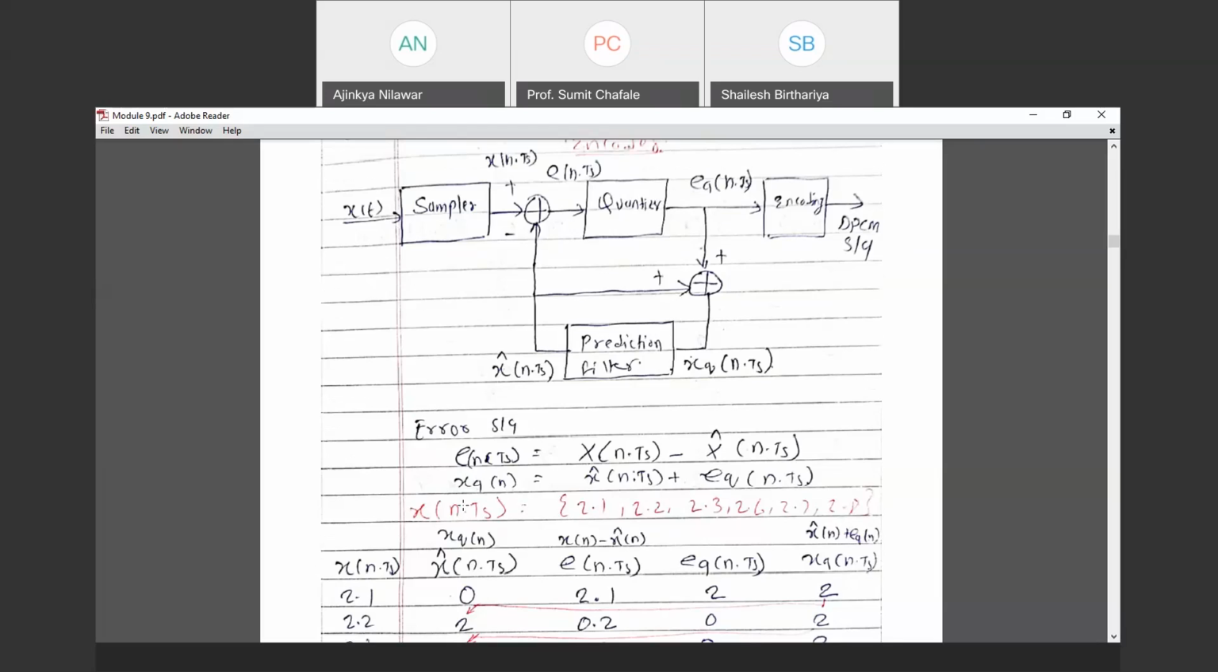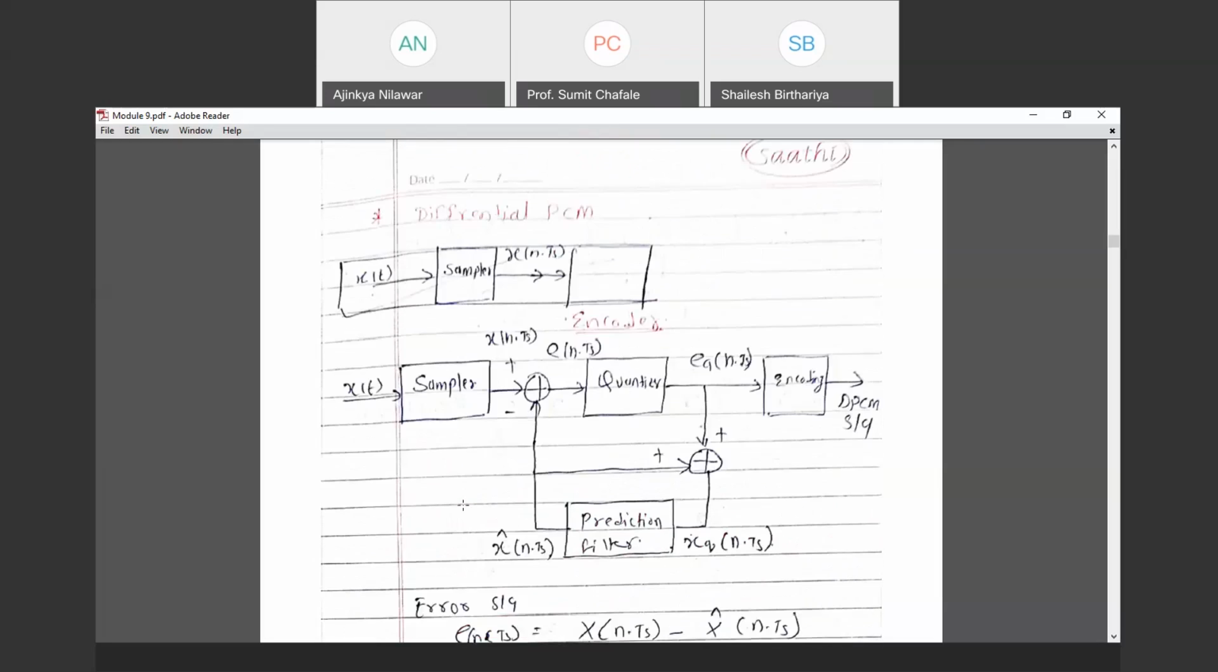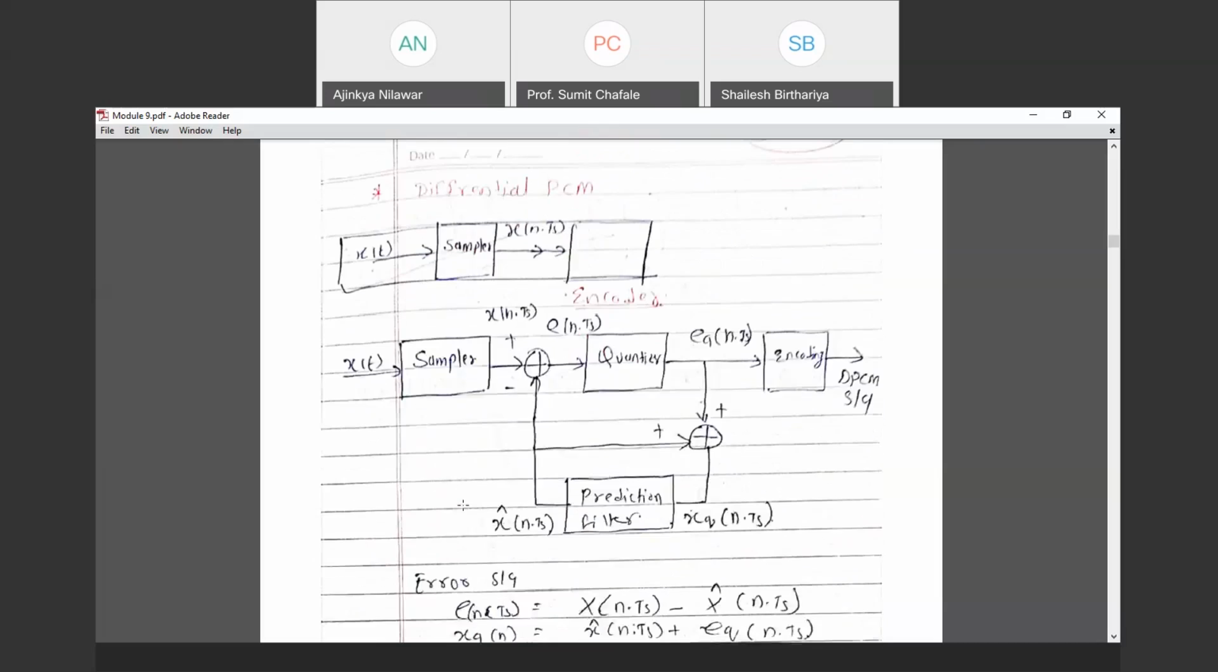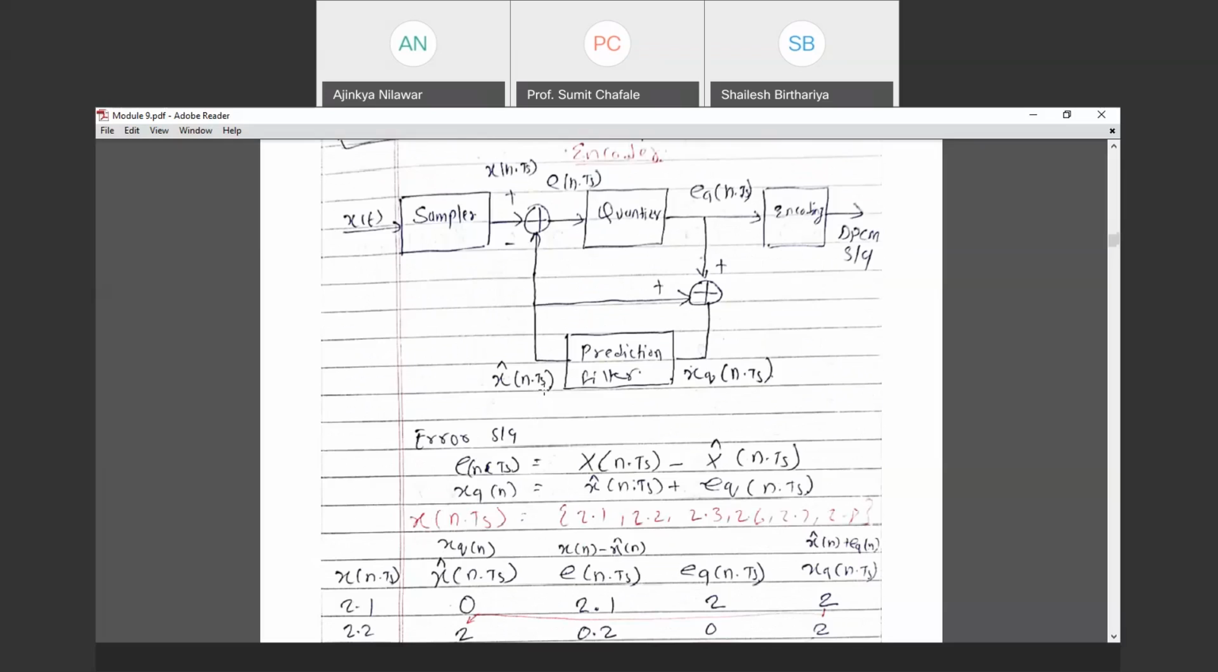So I will directly move to the block diagram. Encoder block diagram. Again, three steps are common, that is sampling, quantization, encoding. Here, one additional circuitry will get added, that is the prediction filter. I am giving directly one example. You know the working of sampling, quantization, and encoding.